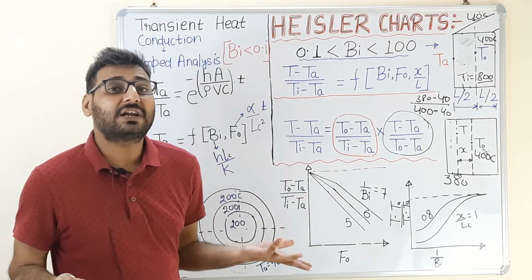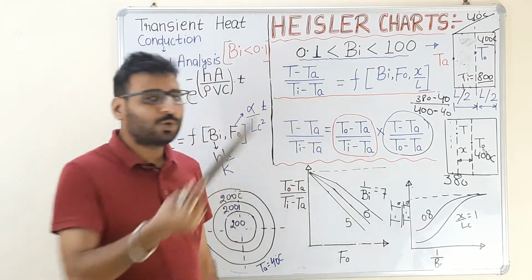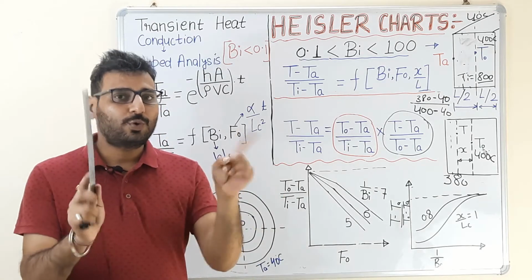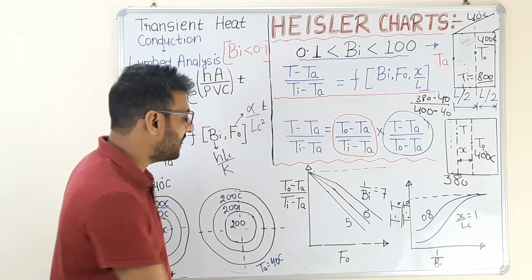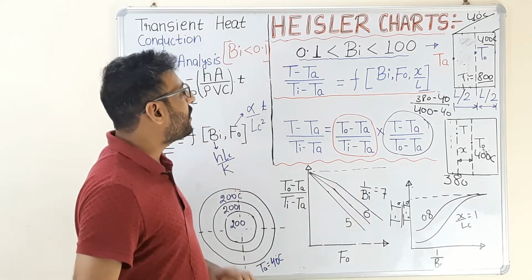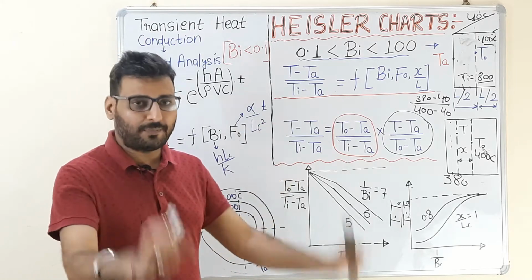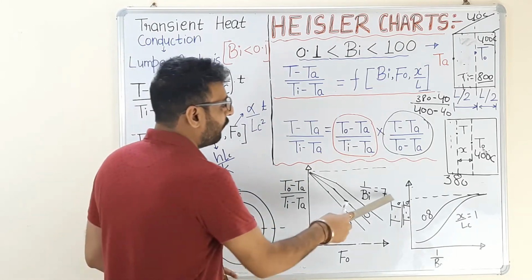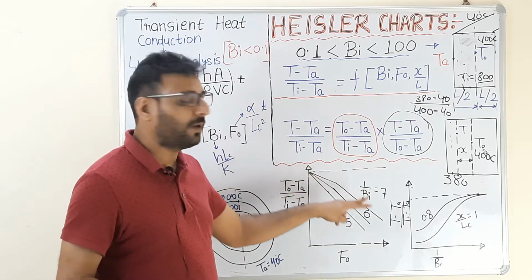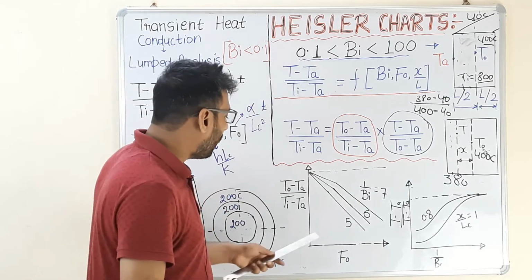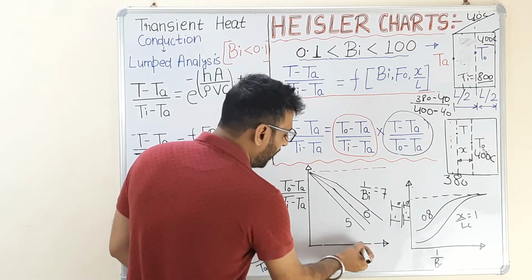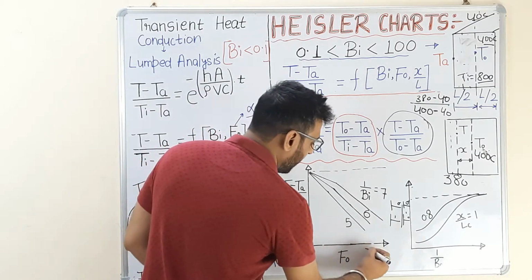How can we determine the value of this factor? To determine it, first of all we need two parameters. The first one is the Fourier number and the second one is the Biot number. First of all we will determine the value of 1 upon Biot number. Suppose in this case the value is 7. So we select the line of 1 upon Biot number. Now according to the Fourier number we will draw a vertical line. Suppose the value of the Fourier number is 5.